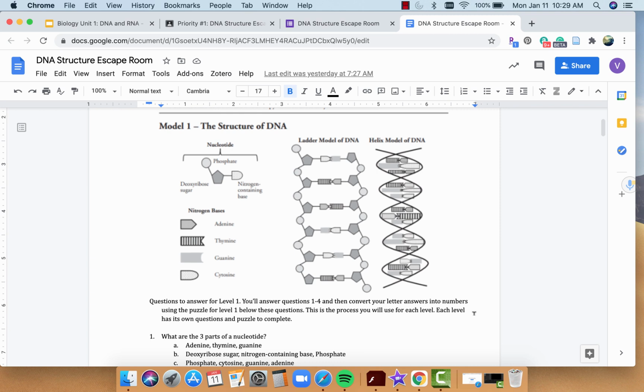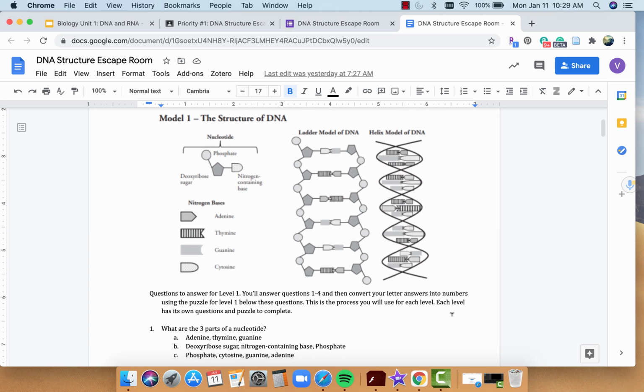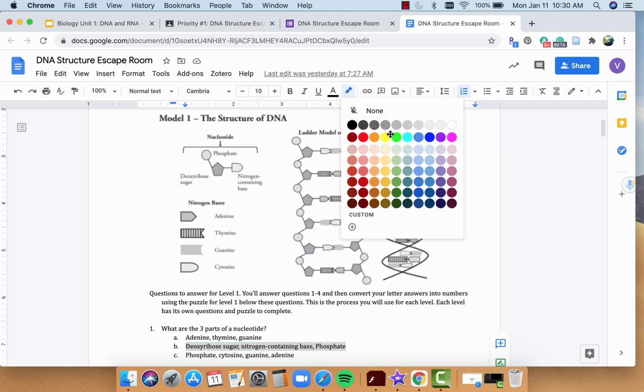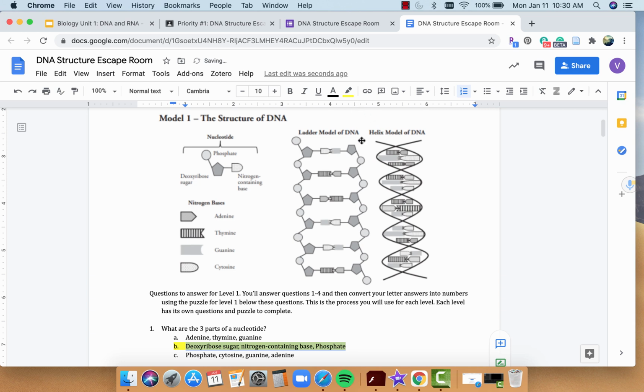Let's go over number 1 together. Number 1 says, what are the 3 parts of a nucleotide? Look up here where it says nucleotide, and you see it's a 3-part thing. It has a deoxyribose sugar, a nitrogen-containing base, and a phosphate. So your answer to that would be B. Since you can edit this, you can highlight your answers so you can remember them, or you can write them down.